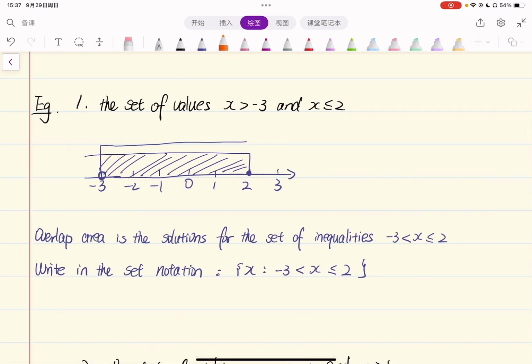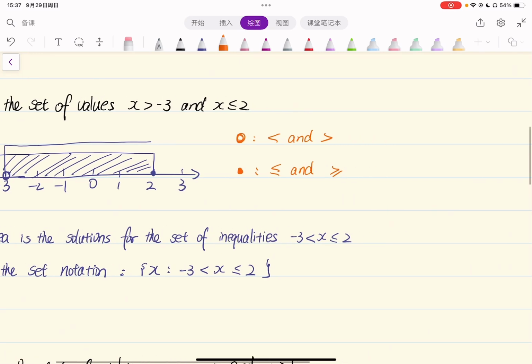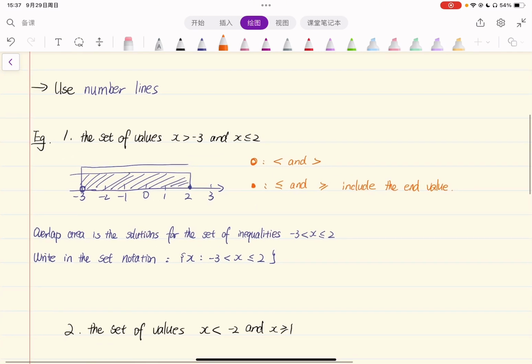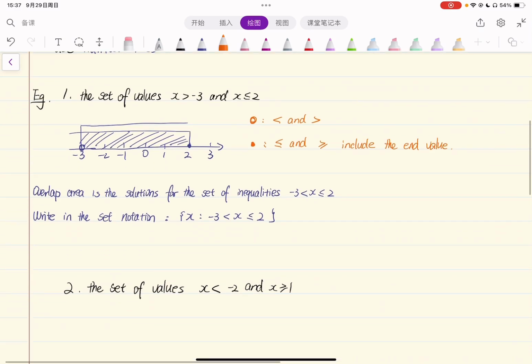We can see in the number lines there are two types of dot. The first one is the empty dot, that is when you see less than and greater than. And when you see a black dot, that is less than or equal to and greater than or equal to. It includes the end value. Now let us see another example.